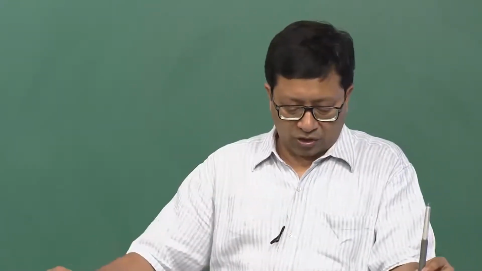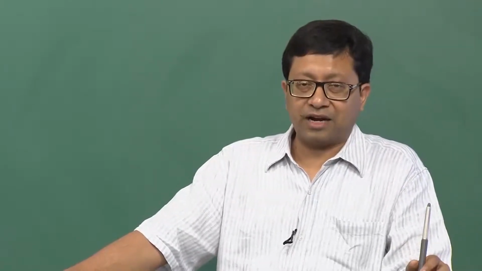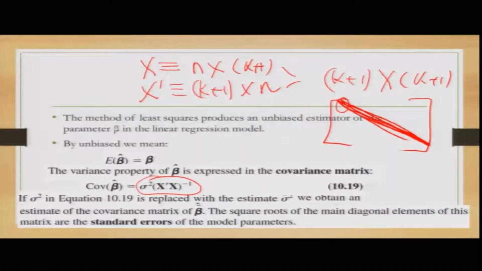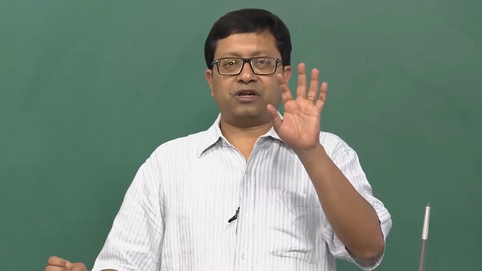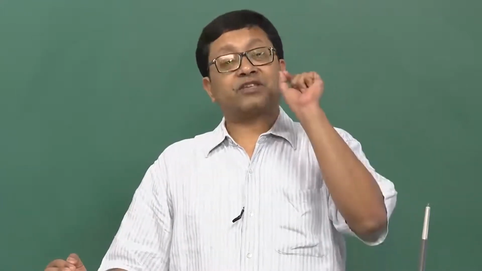So if sigma square in the equations, as we have just discussed at the end of the 35th lecture, is replaced with the estimated value of sigma square, we obtain an estimate of the covariance matrix of beta hat. The square root of the main diagonal elements of the matrix, as I just mentioned a few seconds back, gives the standard errors of the model parameters. Standard error is a word we are using for the first time, but it basically means the standard deviation of the sample.